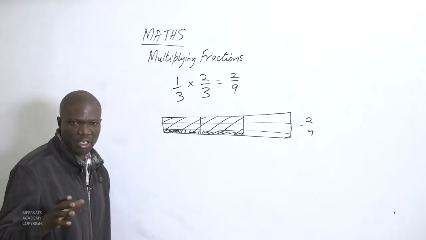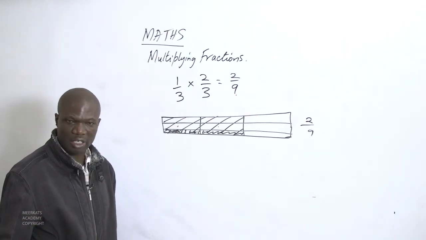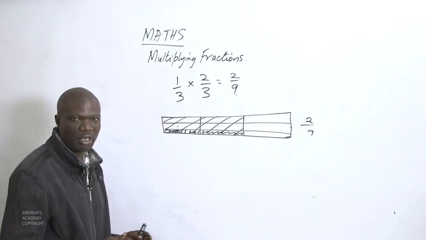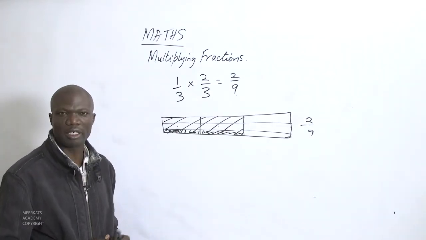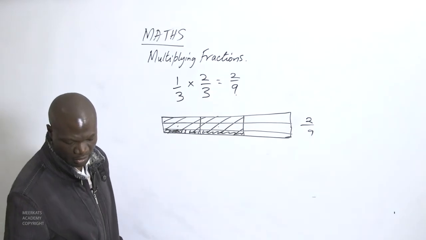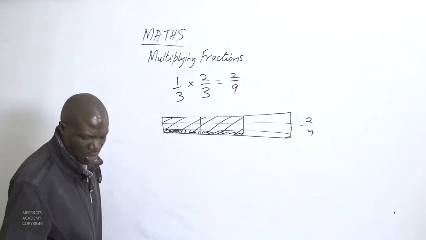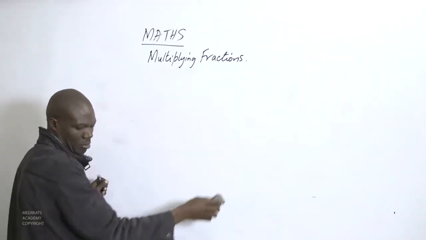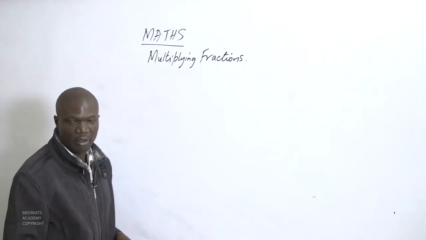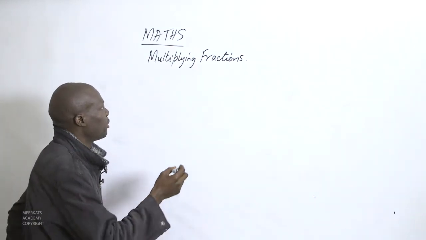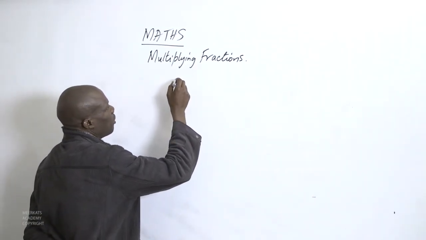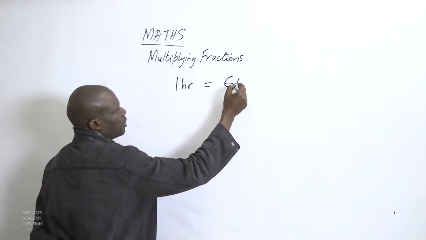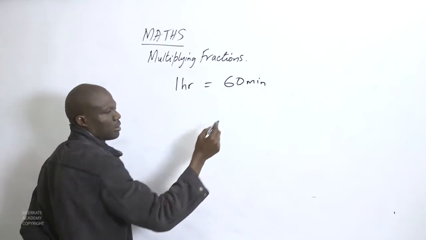I want us to look at a clock. All of us know what a clock is. It has hours ranging from 1 hour to 12 hours to make a day, and also 12 hours to make a night. So when you look at a clock and you want to relate the clock and a fraction and see if it makes sense, we know that 1 hour is equivalent to 60 minutes.